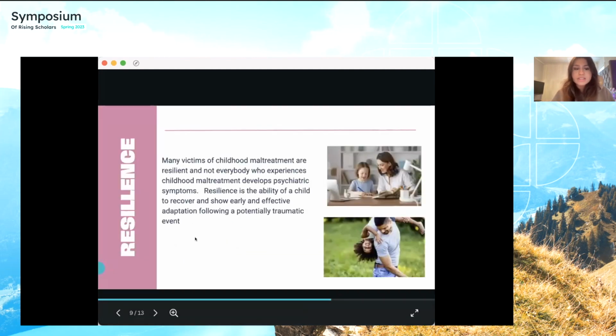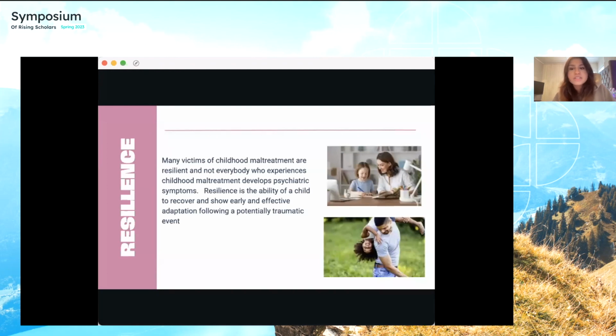So resilience. So many victims of childhood maltreatment are resilient. Not everybody who experiences childhood maltreatment develops psychiatric symptoms. Resilience is the ability of a child to recover from childhood maltreatment and show early effective adaptation following a potentially traumatic event.